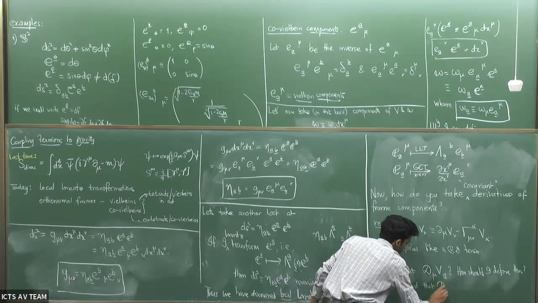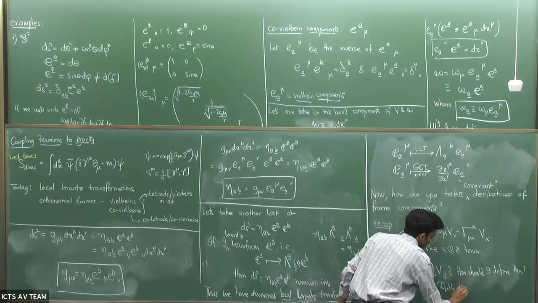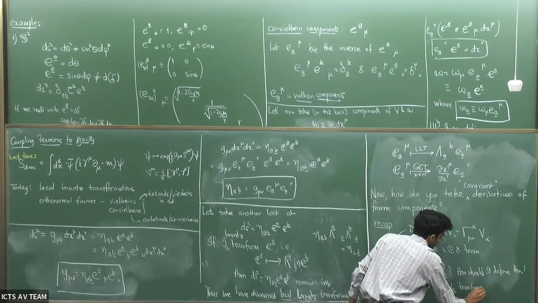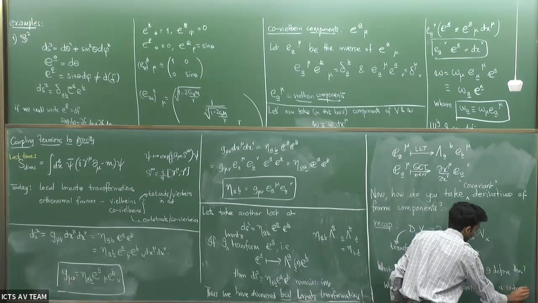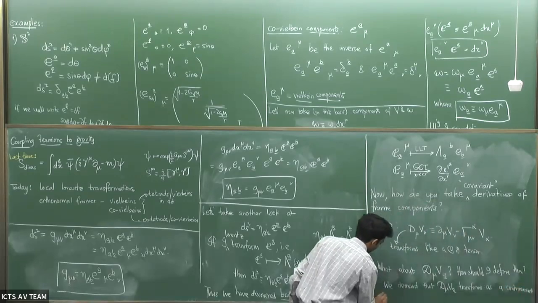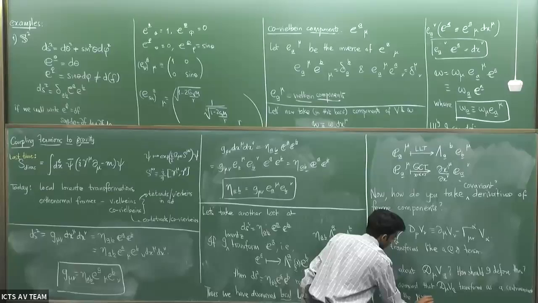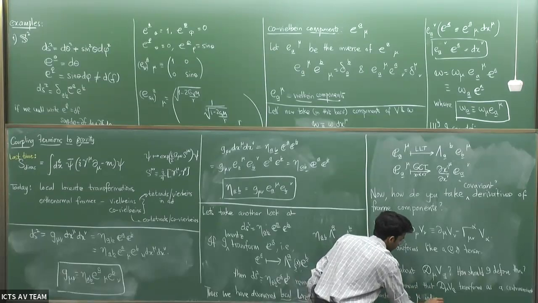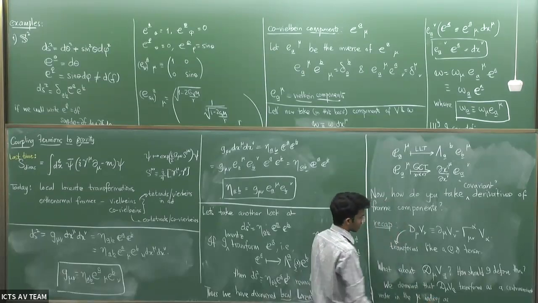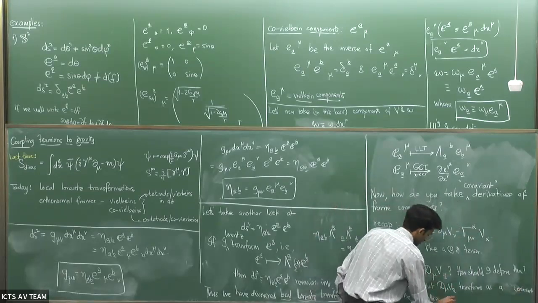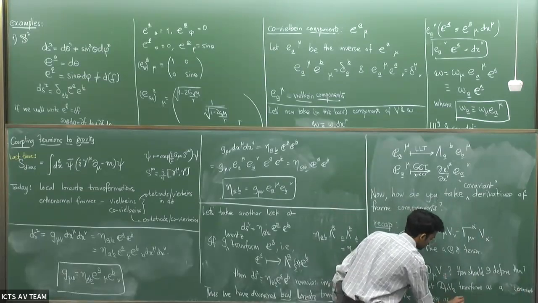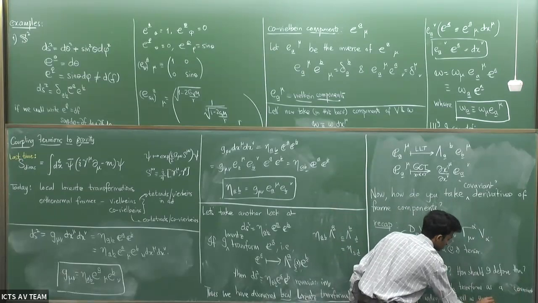So we demand that D_mu V^A transforms as a covariant vector in the mu indices, sorry, covariant vector, which is why I don't like that notation. It's confusing. As well as the A-bar indices.